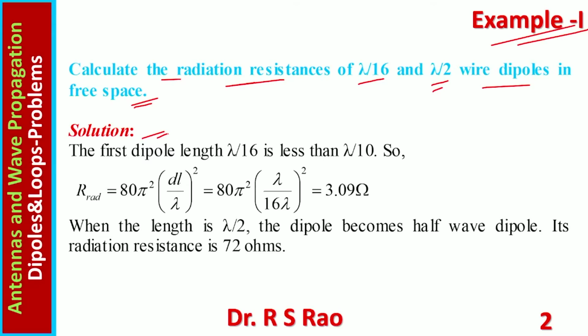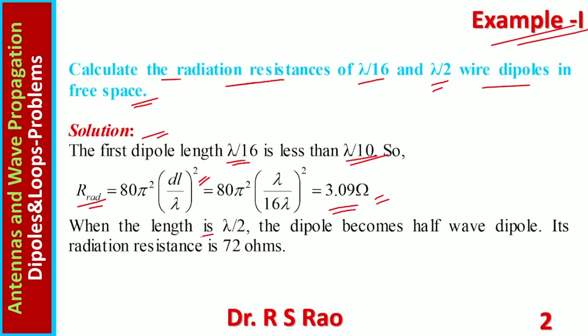Solution. The first dipole length is lambda by 16. It is less than lambda by 10, so it can be considered as an elementary dipole. For an elementary dipole, radiation resistance is given by the formula 80 pi square (dl by lambda) whole square. Given that dl is lambda by 16, substituting this value, one can get radiation resistance as 3.09 ohms. Notice it is very small.